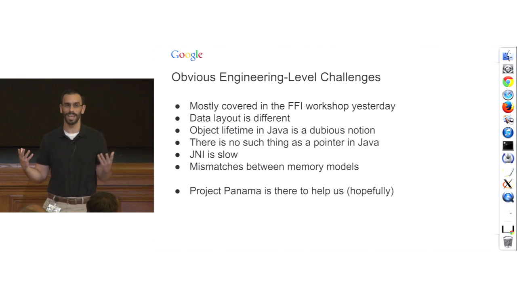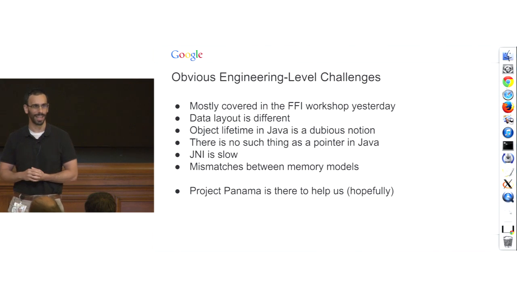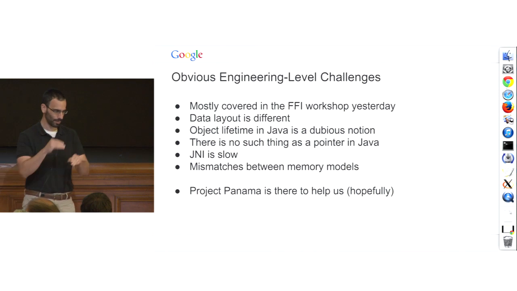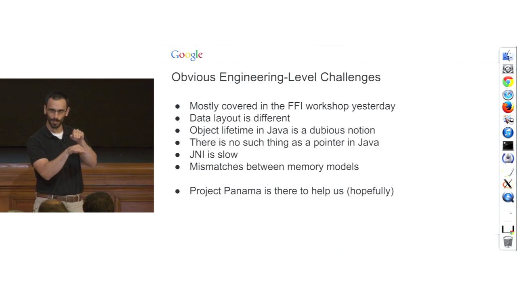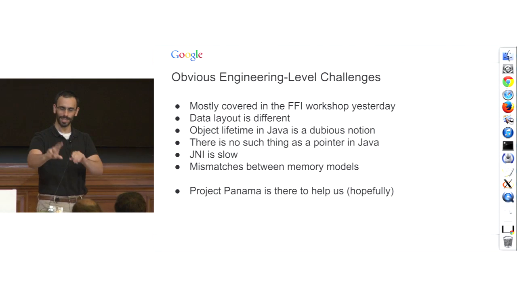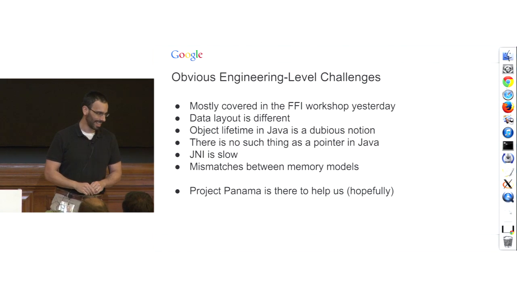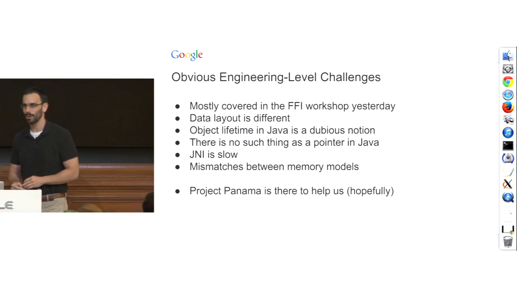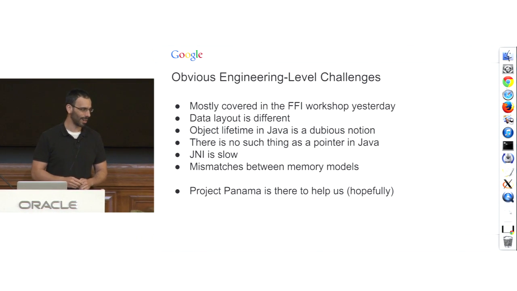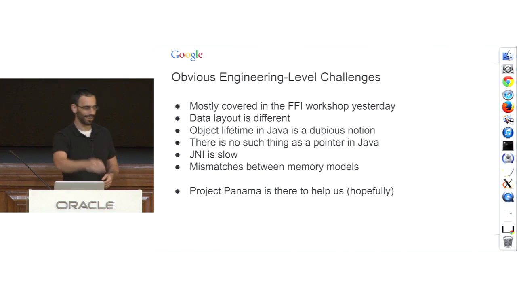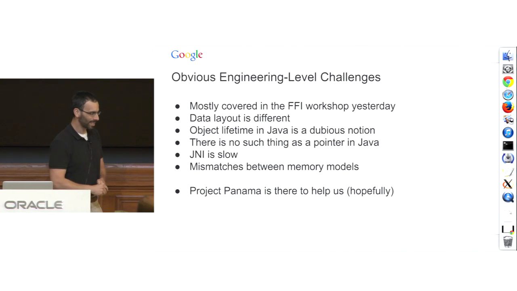You want some way of being able to free that memory you mallocked. And Java just doesn't let you do that in a very predictable way unless you actually stick in a call to free, but Java programmers don't like to stick in calls to free. They like the garbage collector to take care of it. There's no such thing as a pointer in Java. You're always punning with jlongs. JNI is slow. Yeah, well, you guys are going to fix that, right? No problem, great.